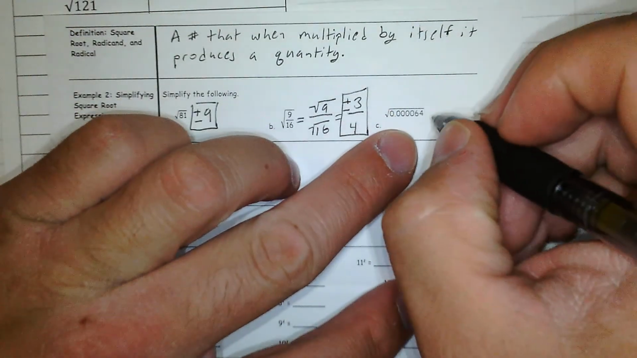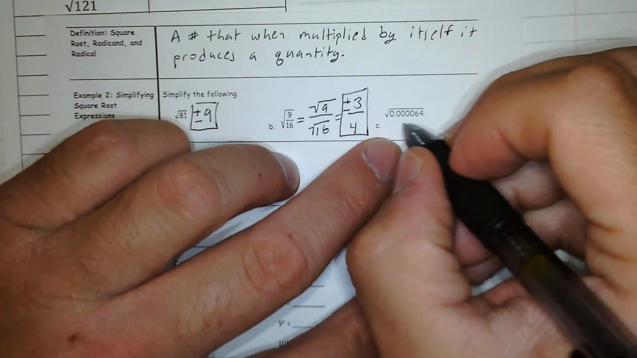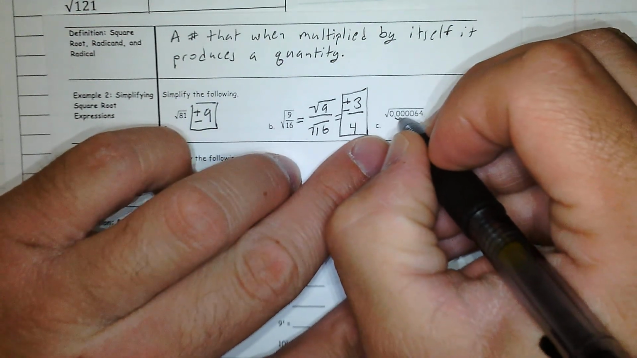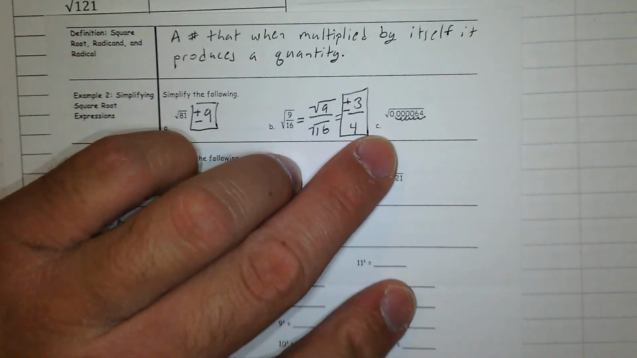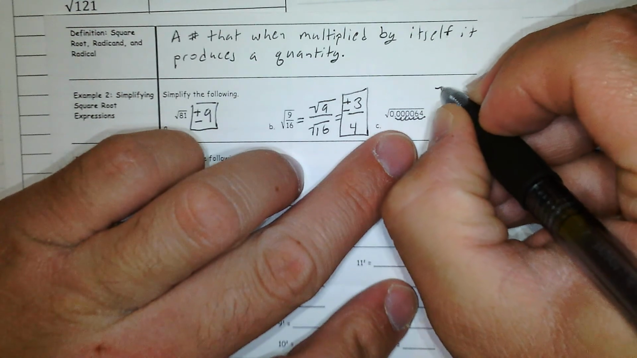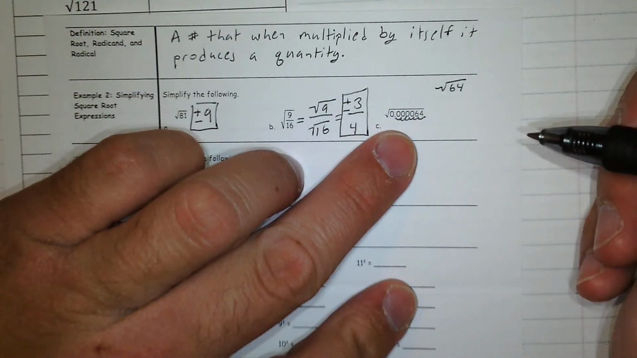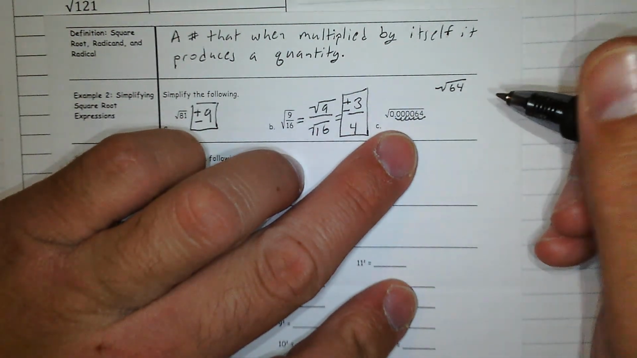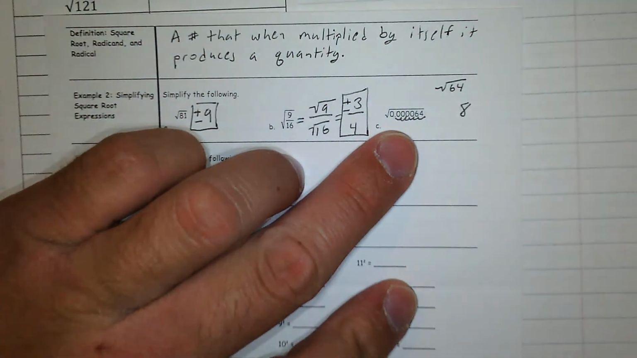For this last one here, we have the square root of 0.000064. Okay, so we're going to move the decimal over till I get a whole number. So I'm going to move the decimal over 1, 2, 3, 4, 5, 6 times to the right. And now I'm looking for the square root of 64. So we're trying to find a number that when multiplied by itself gives me 64. Well, that would be 8. 8 times 8 is 64. So then therefore it would be 8.